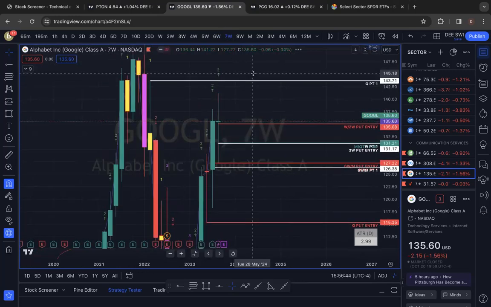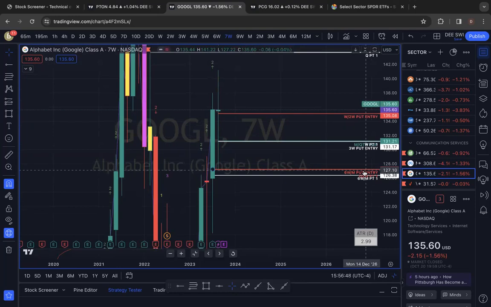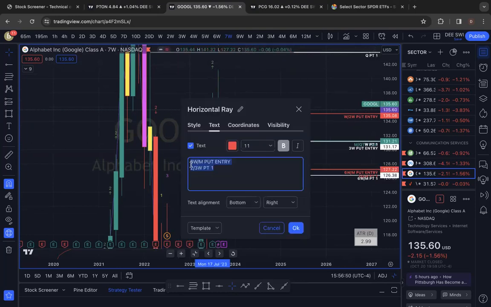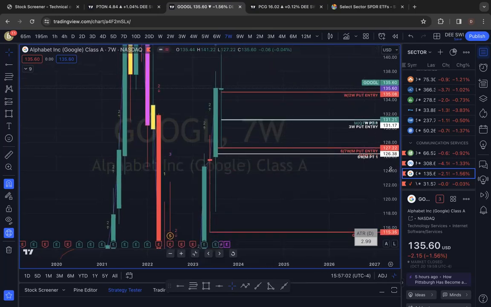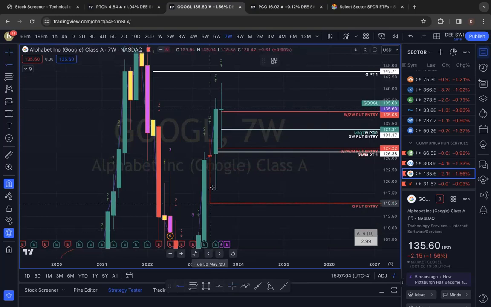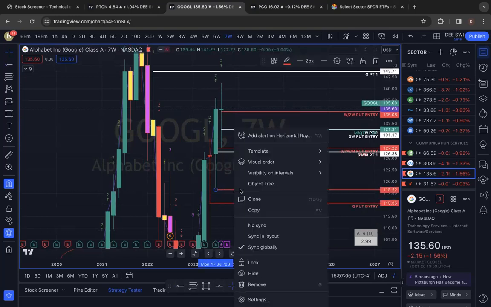And finally, we have the 7 week. Same exact thing. 6 week shares the 7 week, which shares the month. All pointing down. And the 7 weeks price target would be right here.